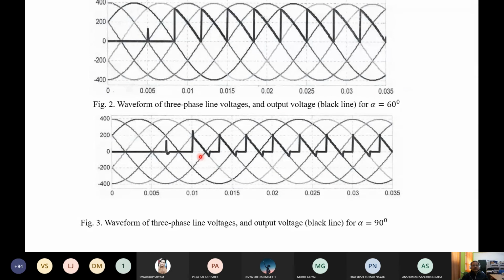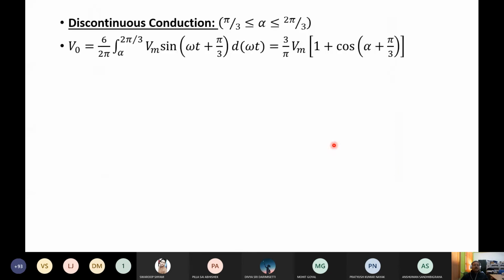This negative is because of some RL load. These are some tangent. We trigger here. So this is the reference, 60 plus 30, 90, 60 plus 30. So any question? This is the output voltage waveform.